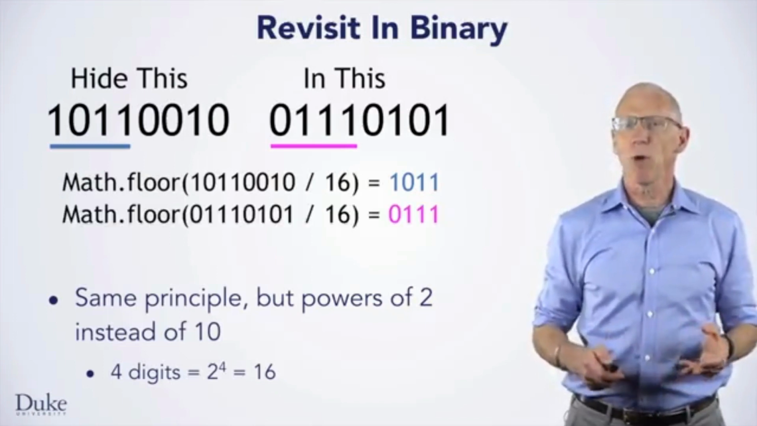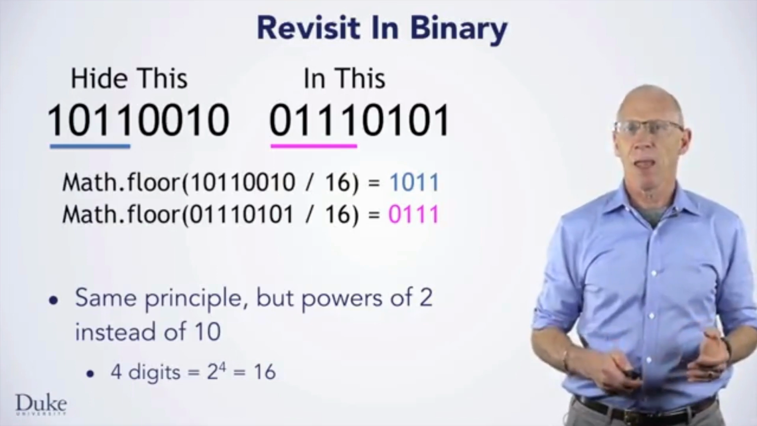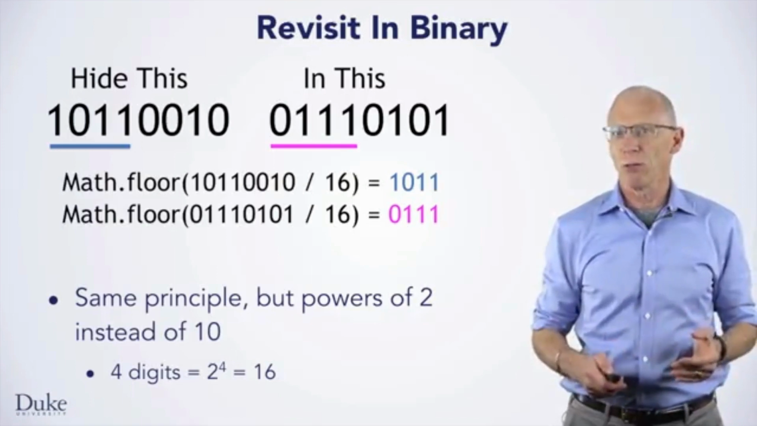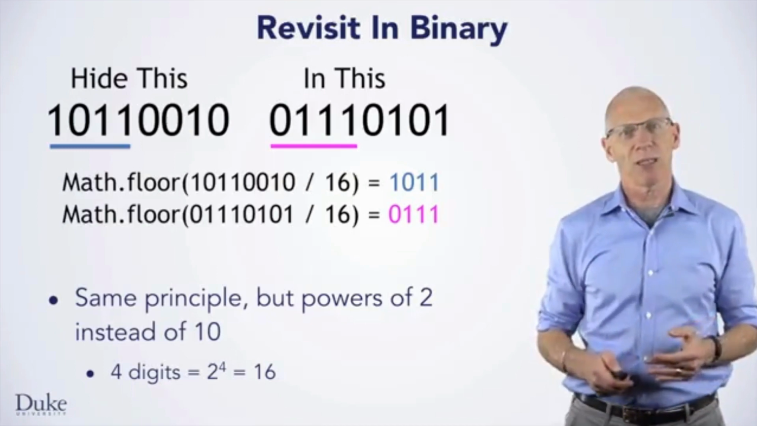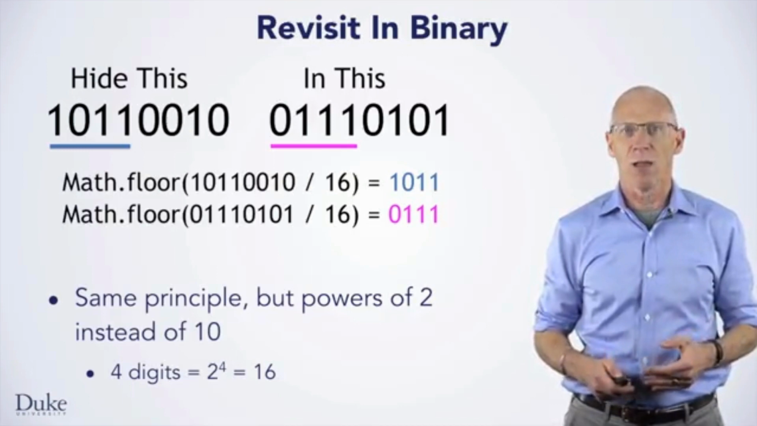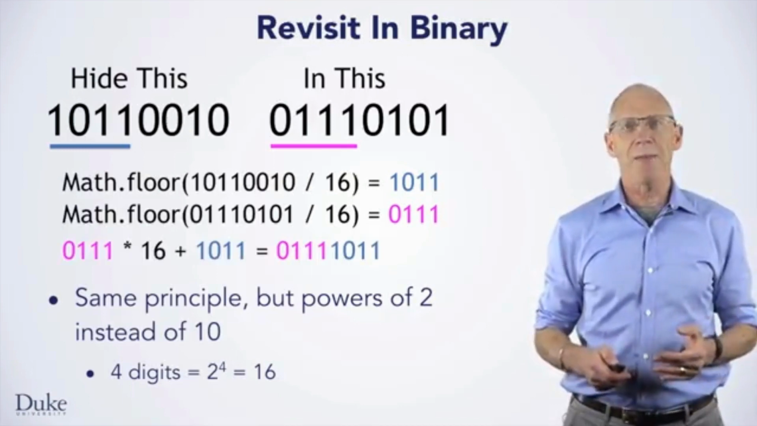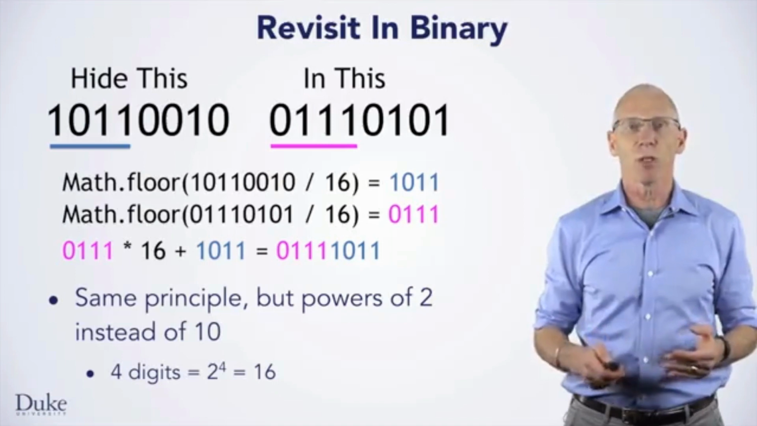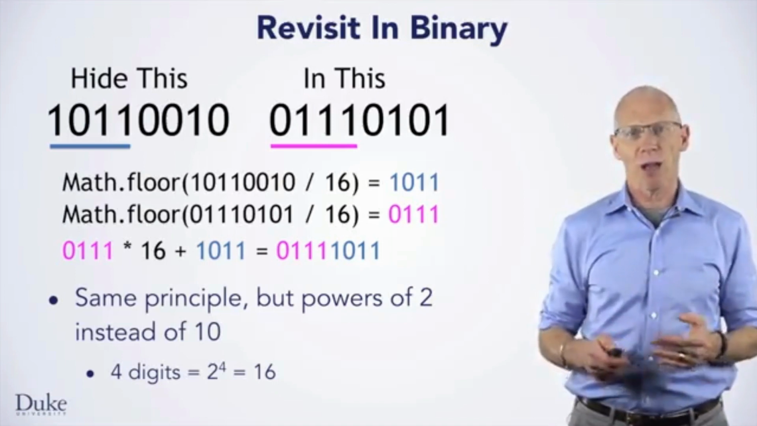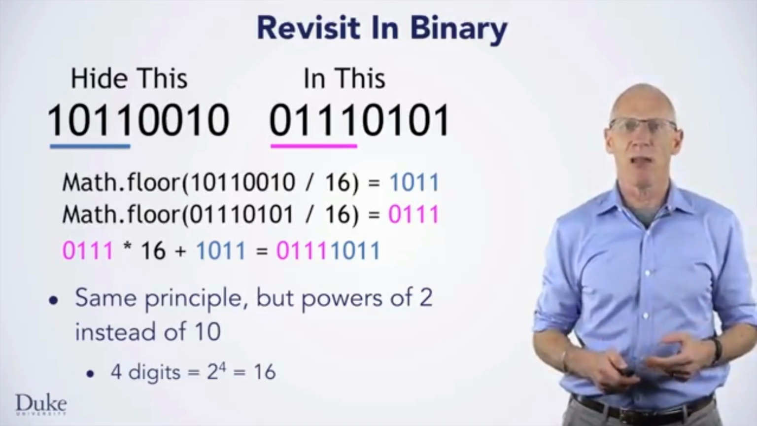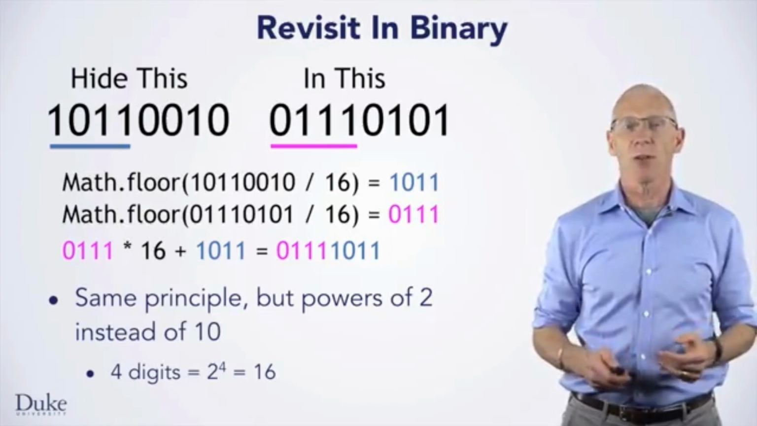Similarly, to get the most significant 4 bits of the other number, you can divide by 16 and take Math.floor of the result. In this case, you're taking 117, dividing by 16 to get 7. Now, you can combine the two different 4-bit numbers into one 8-bit number with the same principle we saw before with base 10. But this time, instead of multiplying by 100, you multiply by 16 and then add. That's the math required to hide one image in another.